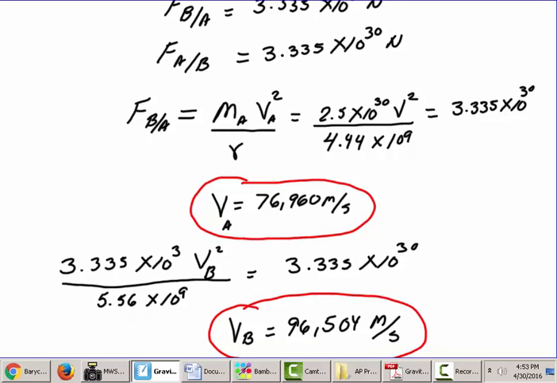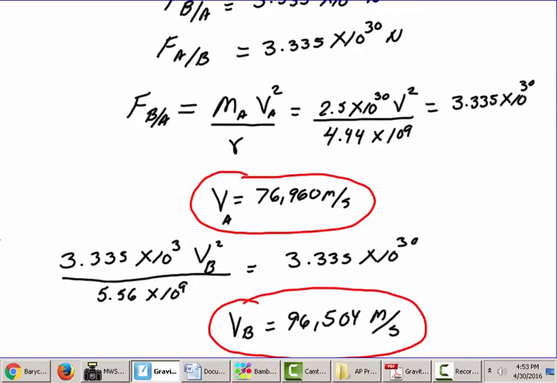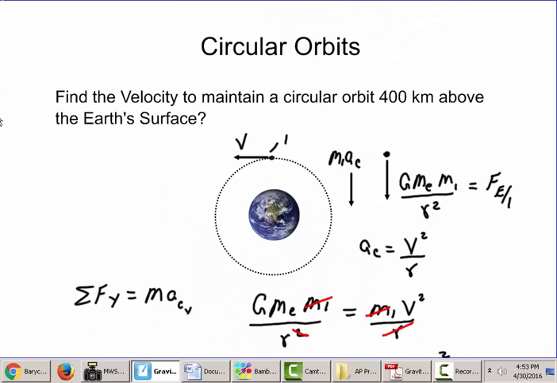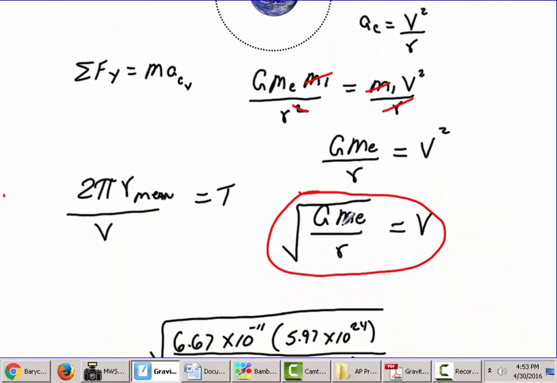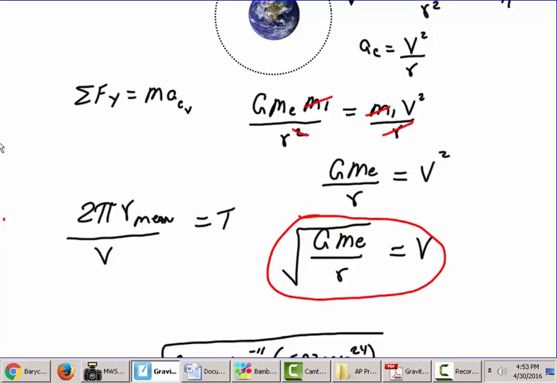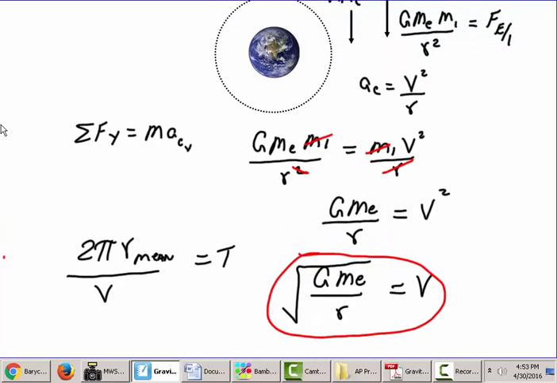All right, I hope this video was useful. Again, this is for circular orbit. Follow the techniques. My preference, I think, is to derive this equation, which you can do very quickly by just setting the gravitational force equal to mass times centripetal acceleration.